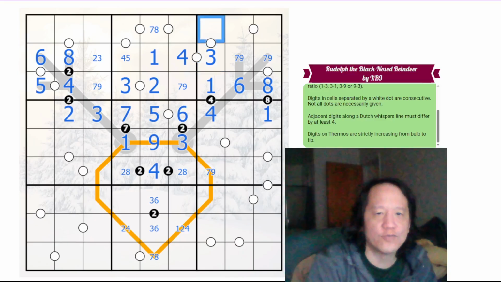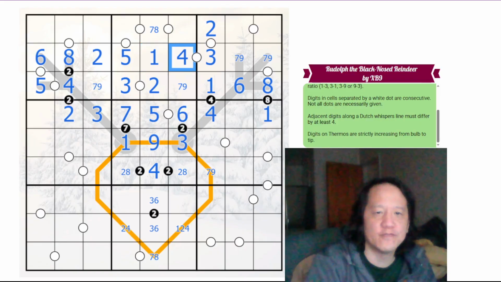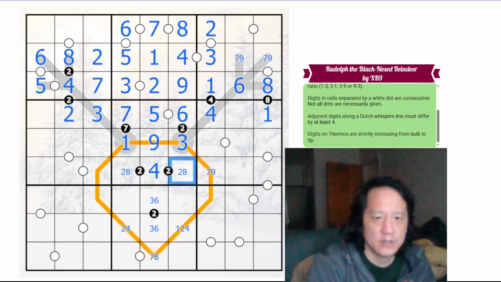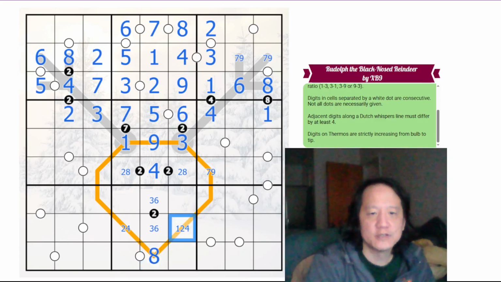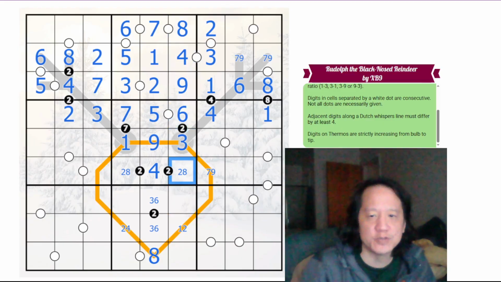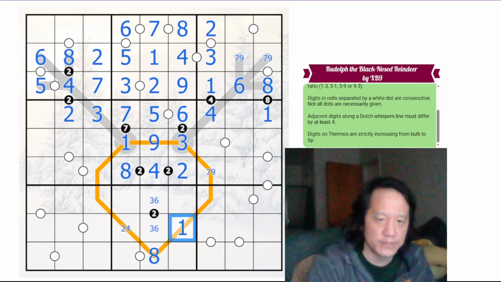3 is consecutive with 2 or 4 here, but this can't be 4 because of 4 in the column. So that's 2. 4 eliminates 4 here, so this is 5, which makes this 2. 5 is consecutive with 4 and 6, but 4 can't be there because of 4 in the box, so this is 6. This is 7. This is 8. 7 eliminates 7 here, so it's 9, which eliminates 9 here, so it's 7. This 7 here forces this to be 8 here. This cannot be 4 because of 4 in the column. 8 eliminates 8 here, so this must be 2, which eliminates 2 here, so that's 8. 2 eliminates 2 here, so this is 1.